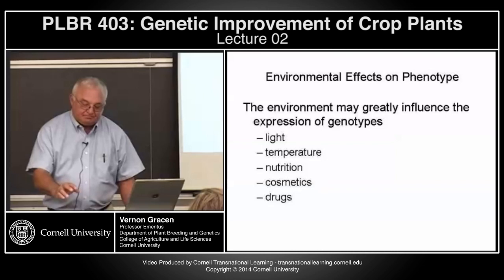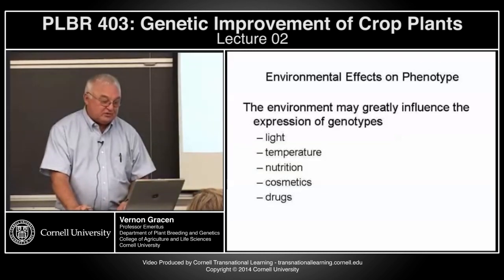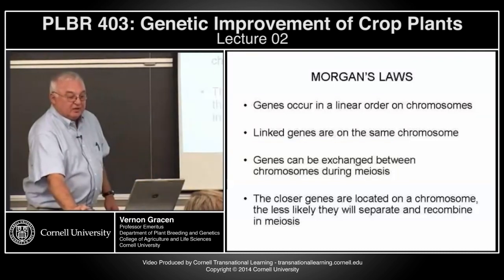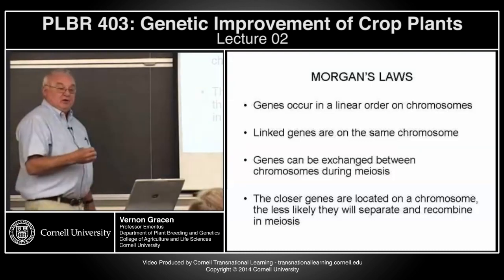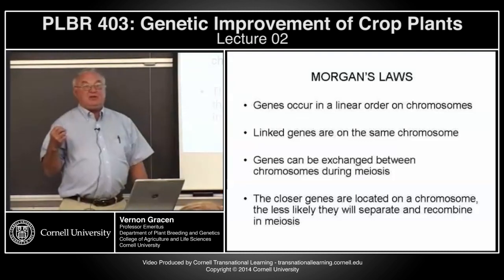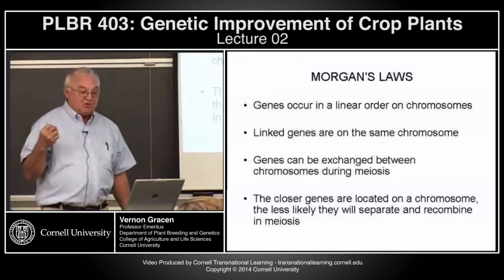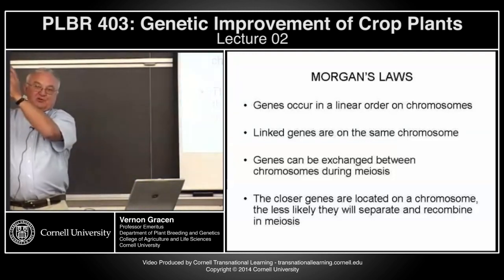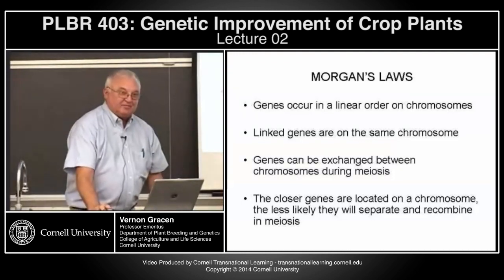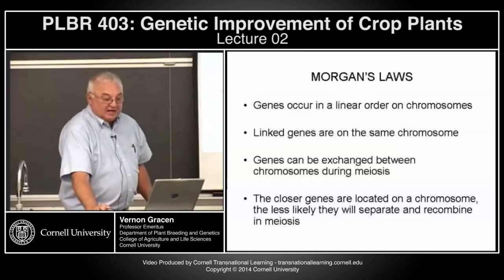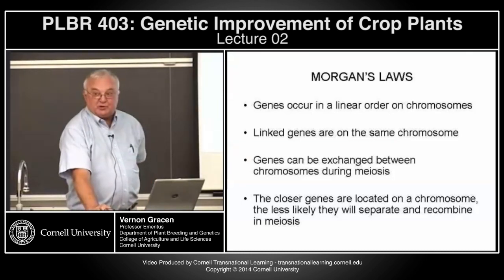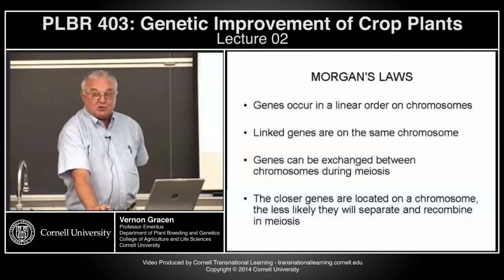All right, we're going to go through the next lecture, environmental effects. We'll talk about that. I want to get to a little bit on Morgan, which hopefully you all know about genes now, that they occur on chromosomes and always have. Even the genes in organelles are on our mitochondrial and chloroplast chromosomes. Linked genes are on the same chromosome, and genes can be exchanged between chromosomes, and that exchange occurs during meiosis.